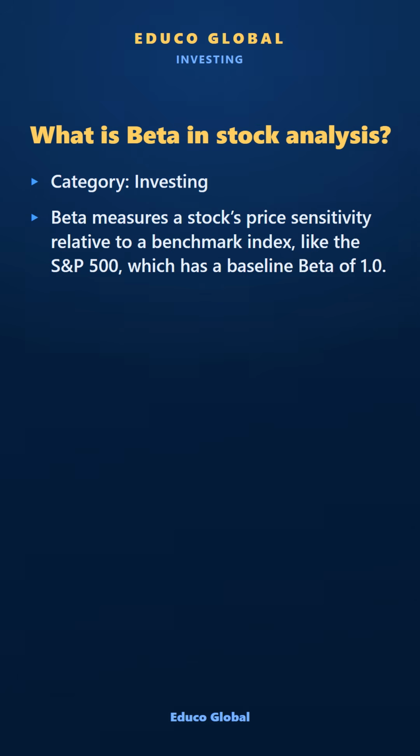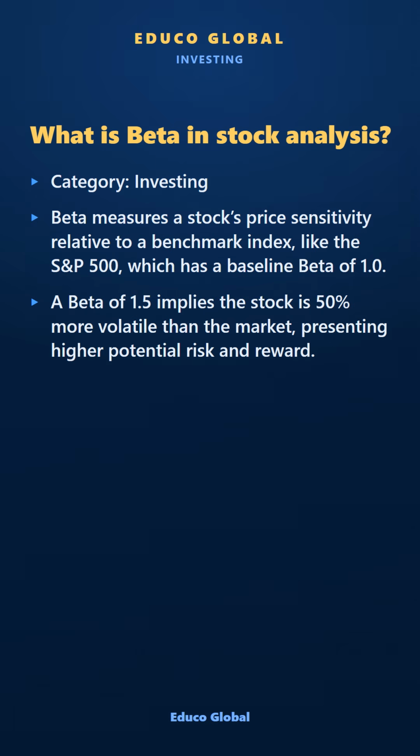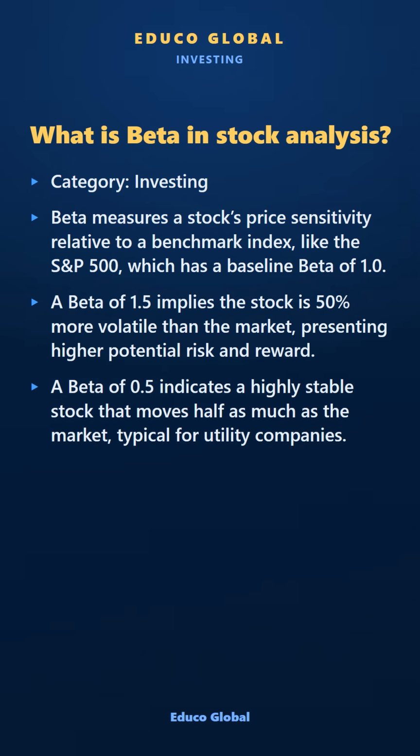baseline beta of 1.0. A beta of 1.5 implies the stock is 50% more volatile than the market, presenting higher potential risk and reward. A beta of 0.5 indicates a highly stable stock that moves half as much as the market, typical for utility companies.